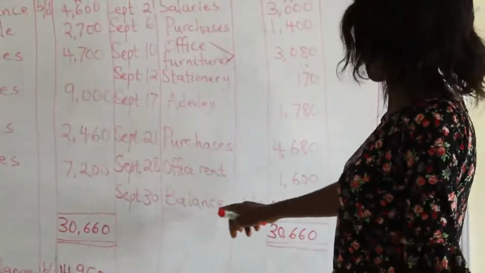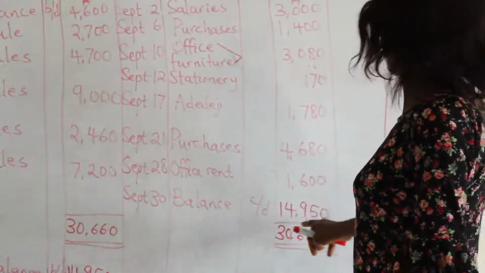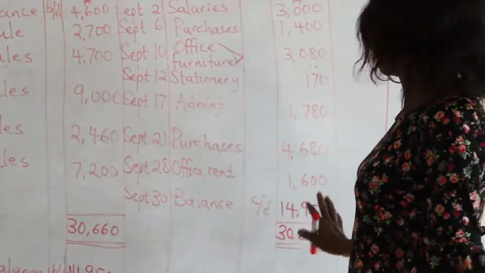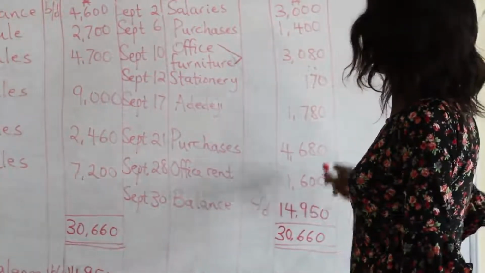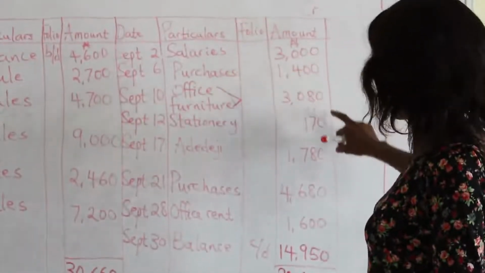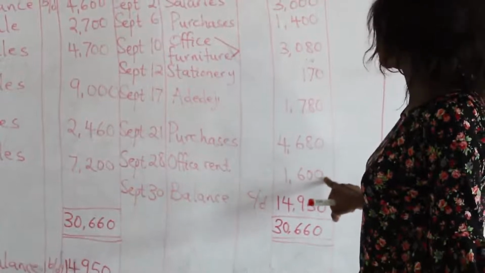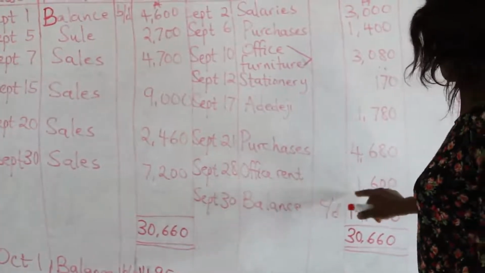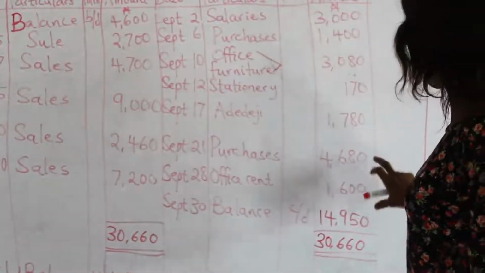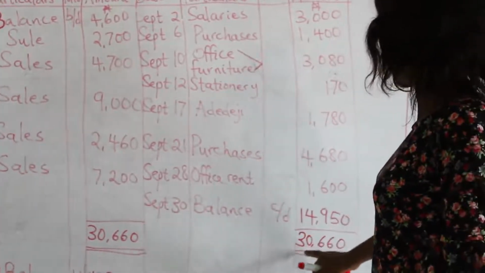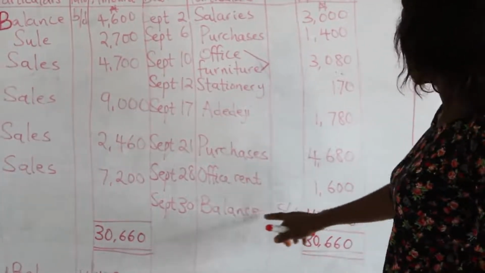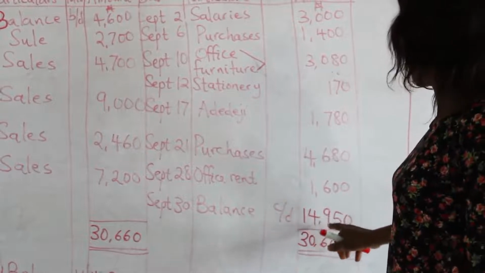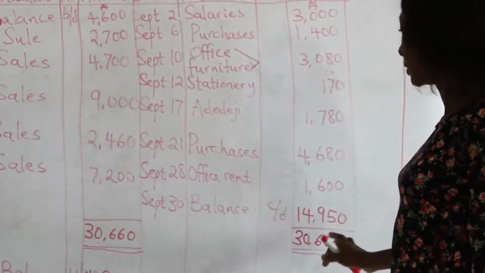But then, how do I arrive at the balance carried down of 14,950? It's easy to explain. I arrived at this figure by simply adding up all the figures on the credit side of the cash book to the last day an entry was made, which was September 28th. So when I added up all these figures and then subtracted them from 30,660 naira, I arrived at this balancing figure of 14,950 naira.